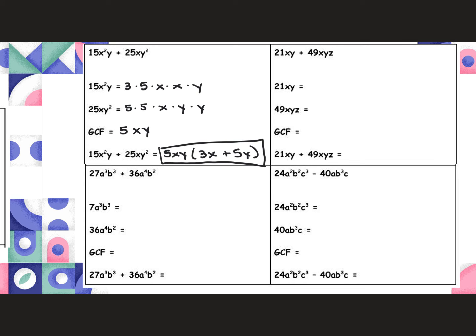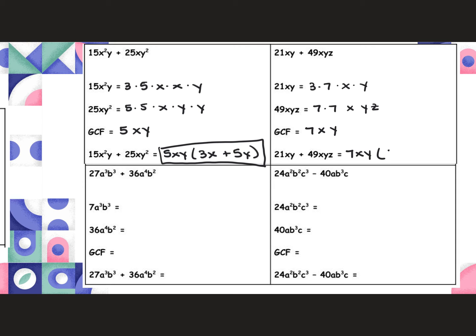All right. For the next example, I have 21xy plus 49xyz. So for 21, I have 3 times 7, x times y. For 49, I have 7 times 7, x, y, z. Both terms have a 7 in common. They have an x in common, and they have a y in common. So my GCF is 7xy.